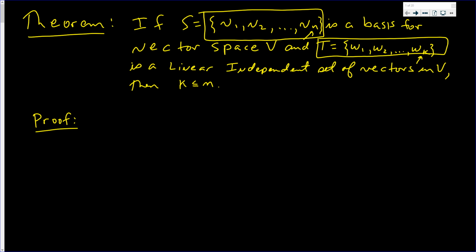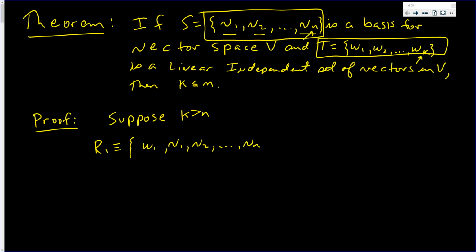You can never have more than n linearly independent vectors for a vector space V if you can find a basis with n elements. Now we're going to prove this by contradiction. Suppose that k is bigger than n. Now consider this set. Define set R1 to equal S, V1, V2, all the way up to Vn, but including W1.